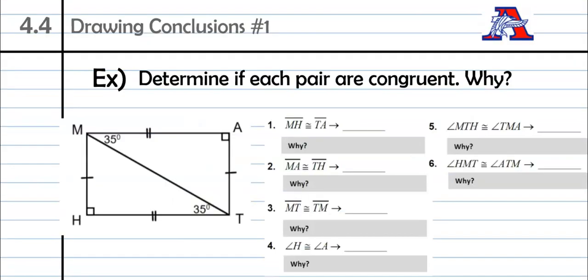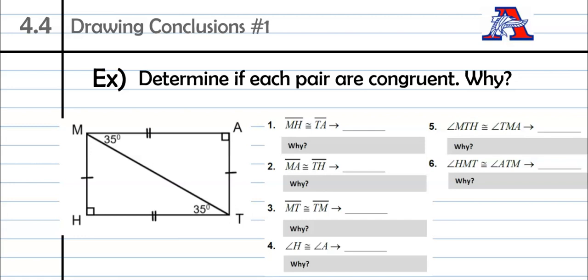All right, so here's our example. We're just going to do this one example here. There's 6 different questions with it, so definitely hit pause here and draw this in your notebook nice and neat. But what we're doing here is determining if each pair are congruent and then explaining why. And this is actually a little bit different than what your practice is going to look like, but I think that's okay. I think this will explain things well enough that you can complete the practice with no problem.